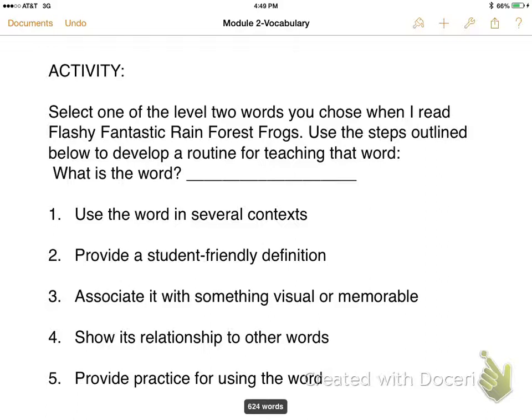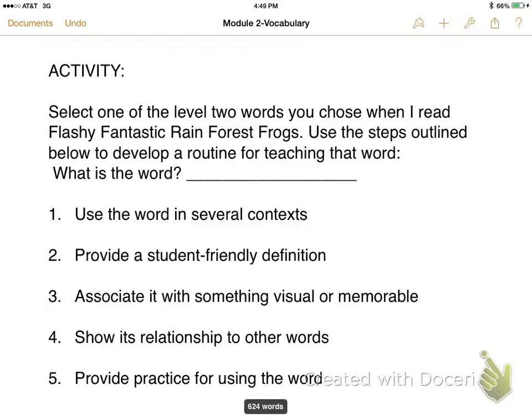Write the word down. Actually do this. Don't just follow through it in your head while I'm talking. Actually do it on a piece of paper. What is the word? Write it down. Use it in several contexts. Write down your sentences.